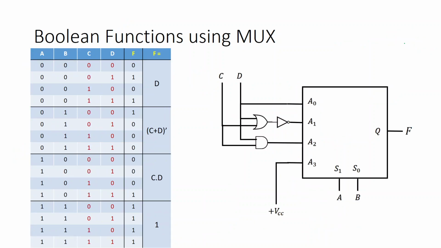So here you see I have tried to do it with a 4x1 mux, and here the entire truth table is divided into 4 blocks, depending on the AB combination. So this is the AB combination 0, this is 1, this is 2, this is 3. And likewise you now have evaluated F in terms of C and D.